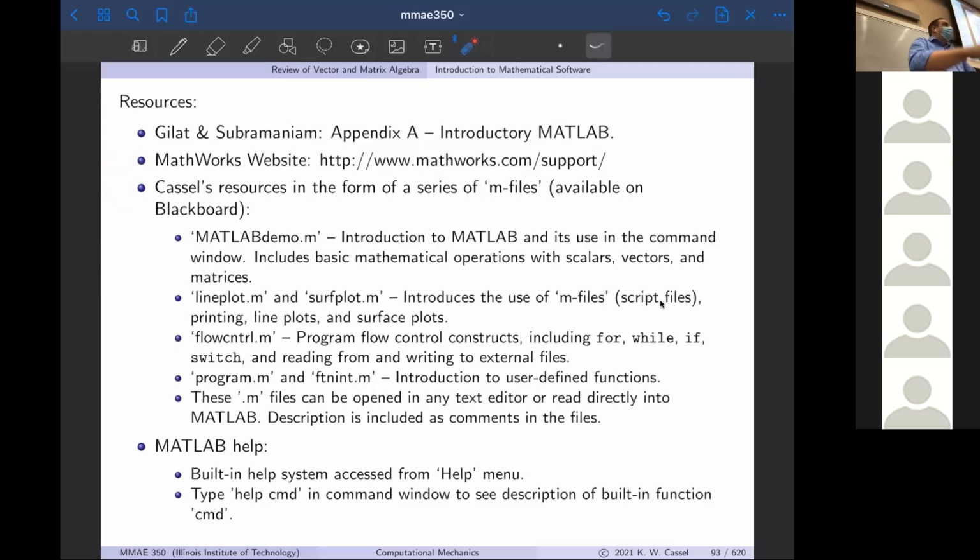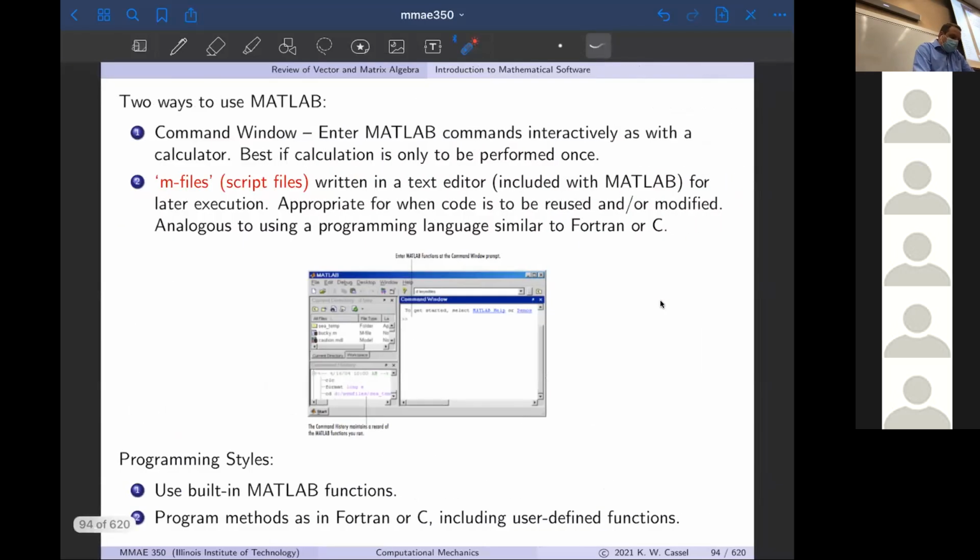So they're M files with lots of comments for documentation. So things like plotting, linear algebra manipulation, programming. So, for loops and if-then statements and those sorts of things. All of that is covered in a series of M files that you'll see on Blackboard if you're interested. There's, of course, also MATLAB help within the MATLAB software package, and you can access that directly.